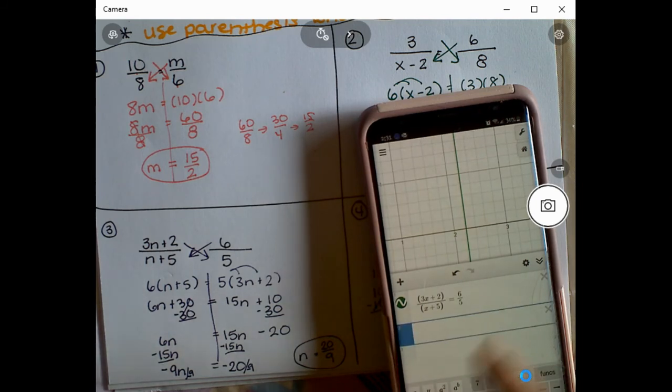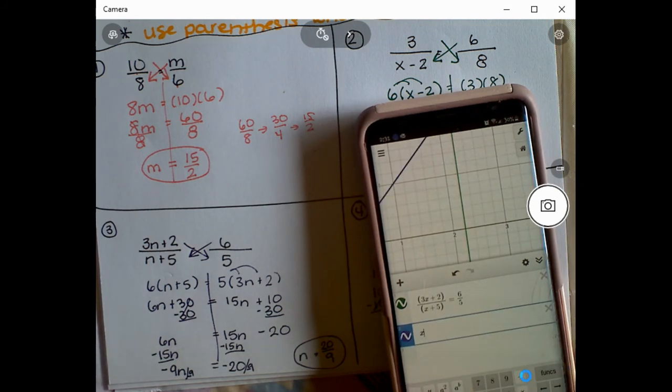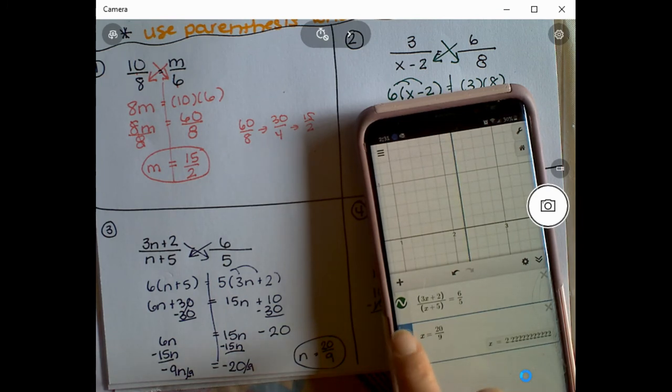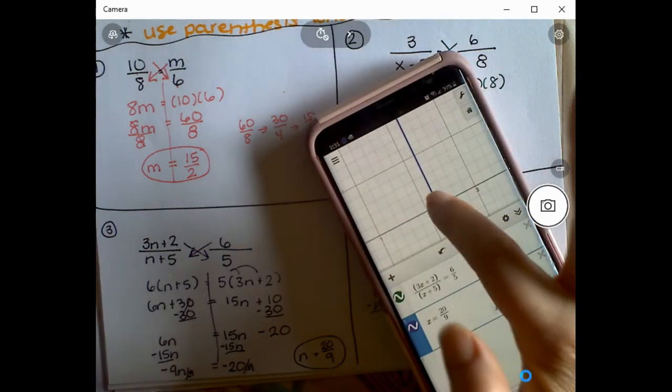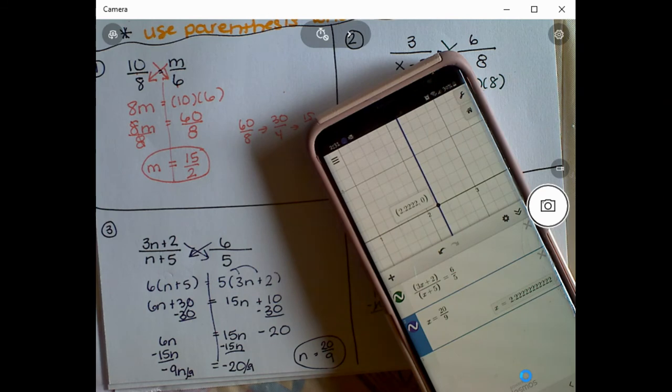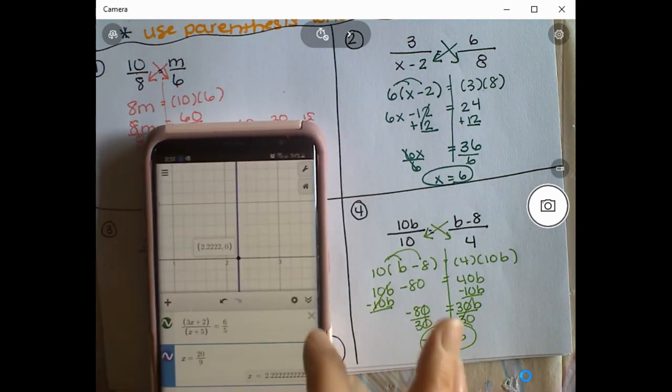And let's do this. Actually, we could just check it that way. X equals 20 over 9. And hey, we got it right, because see, they're right on top of each other. So even though for some reason it won't let me click the solution, although now, well, it looks like we can check it that way too. All right, and the last one.